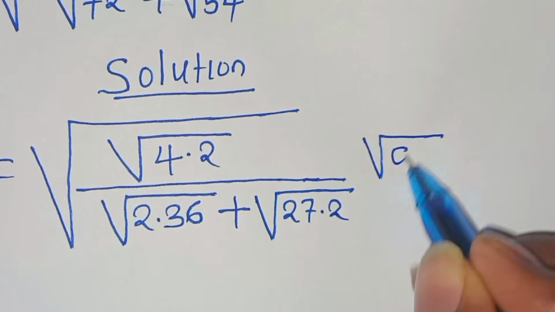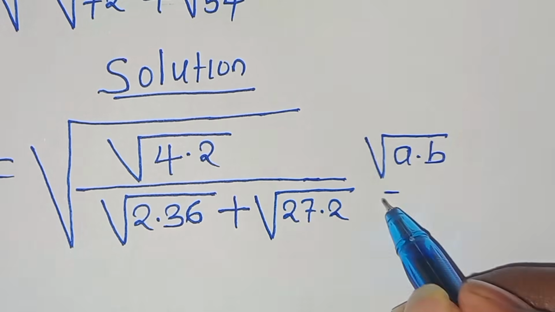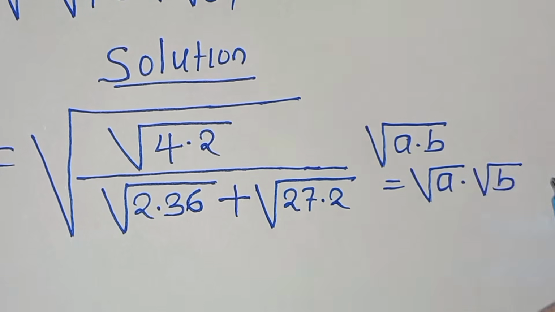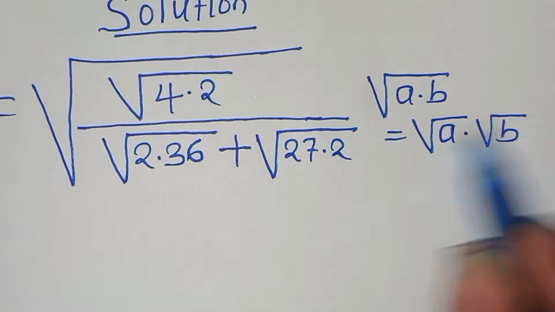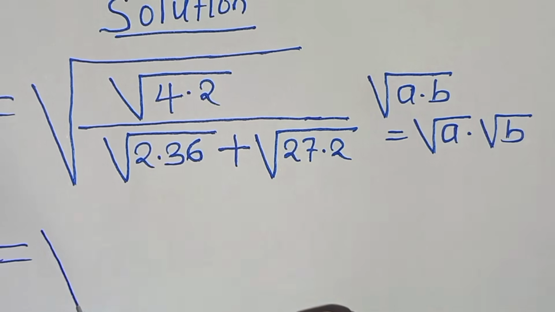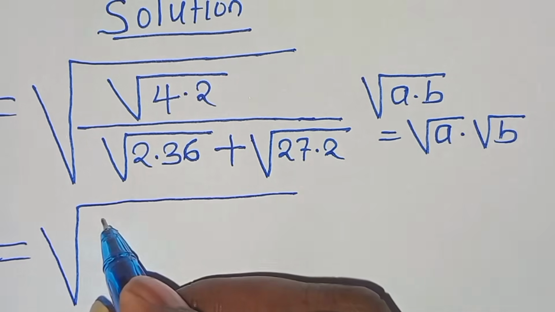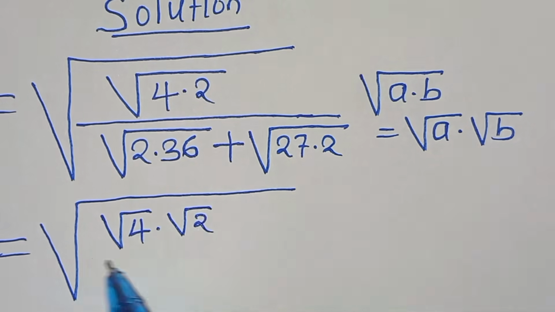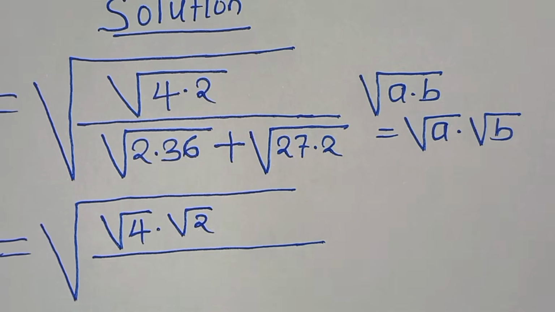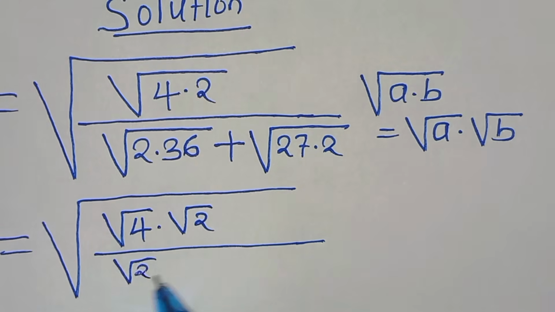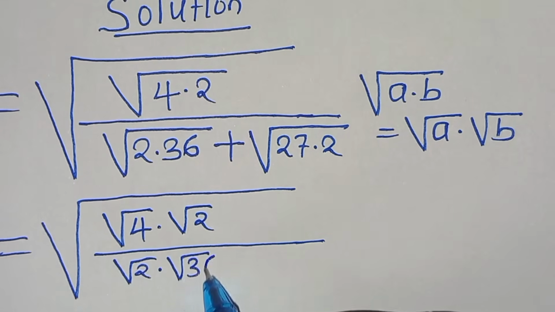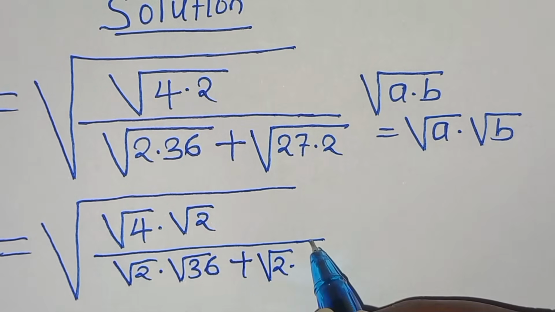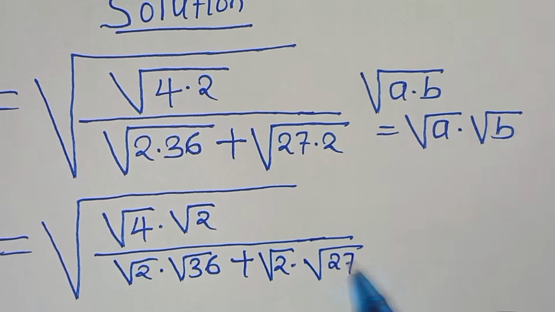This is in the form of square root of a times b, which we can express as square root of a times square root of b. Now applying this property, here we have square root of 4 times square root of 2 divided by, now we have the square root of 2 multiplied by square root of 36, then plus square root of 2 multiplied by square root of 27.